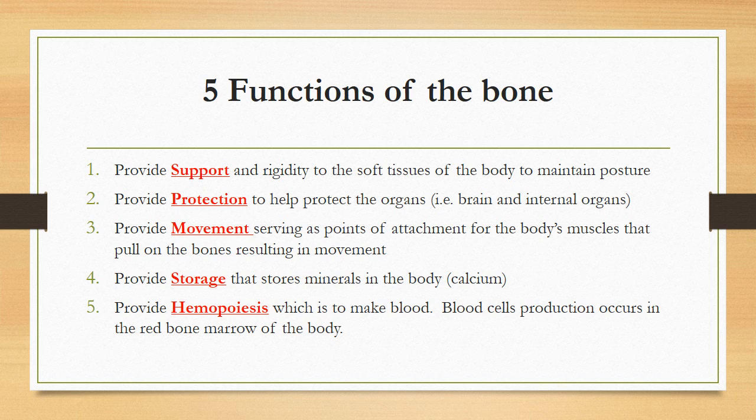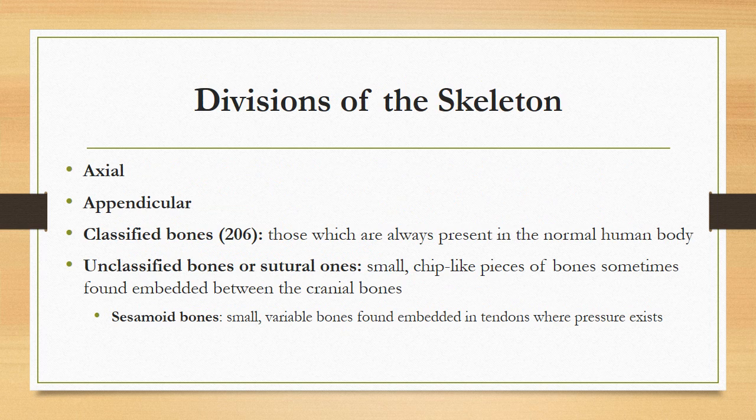And provide storage. It stores minerals in the body for calcium. And it's important to note that when blood calcium levels rise above normal, the calcium moves into the bones, and when they fall, the calcium leaves the bones and enters the bloodstream to be used throughout the body. Remember, red blood cells are for oxygen. We also provide hemopoiesis, which is to make blood. Blood cell production occurs in the red bone marrow of the body.